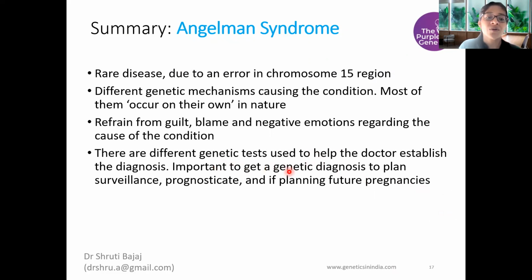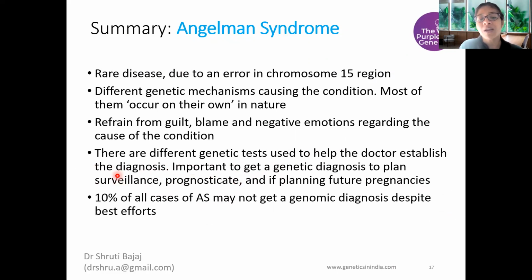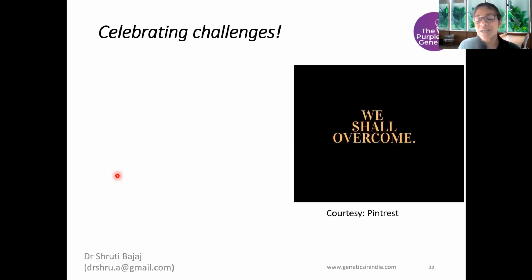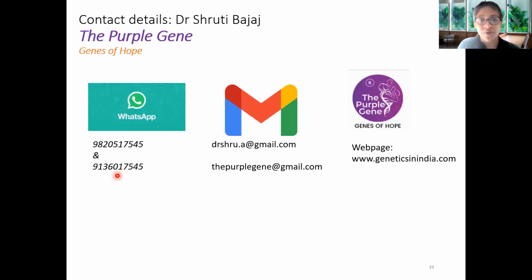It is important to get a genetic diagnosis to plan not just the future pregnancy, but also the surveillance and prognostication of your child having the disease. Remember, 10% of all Angelman syndrome may not get a diagnosis despite the best efforts, and it is possible to prevent a recurrence in the next pregnancy in liaison with a good genetic expert or a genetic counselor. I always believe that with the right attitude and the right multidisciplinary care, we can overcome the challenges of any condition, and together it is possible to offer a better tomorrow to our children.